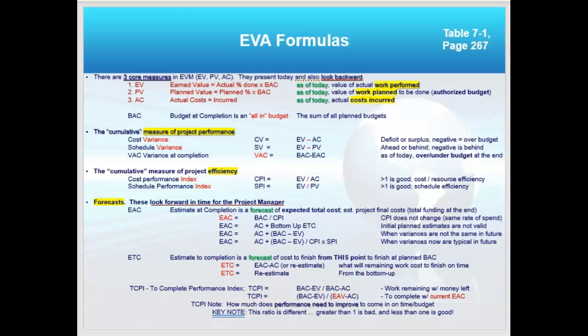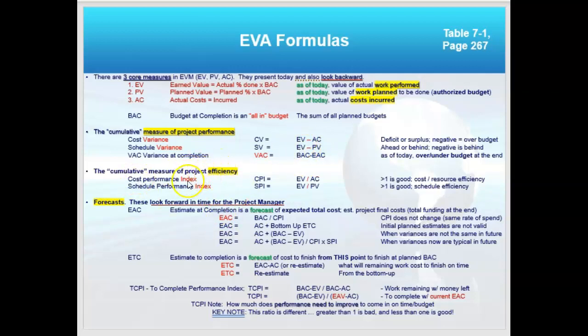Okay, so hopefully you've had a chance to review Table 7-1 in the PMBOK guide. It's useful. Read it, highlight it, but this is a summary. You have your three core measures: earned value, planned value, and actual costs, and the definitions. Then you have some cumulative measures of project performance in these variances, which all have a negative. It's a variance, and notice you always start with earned value first.